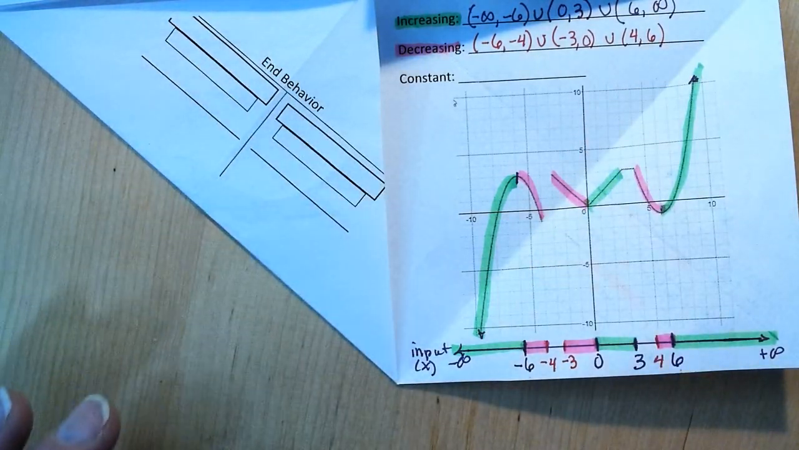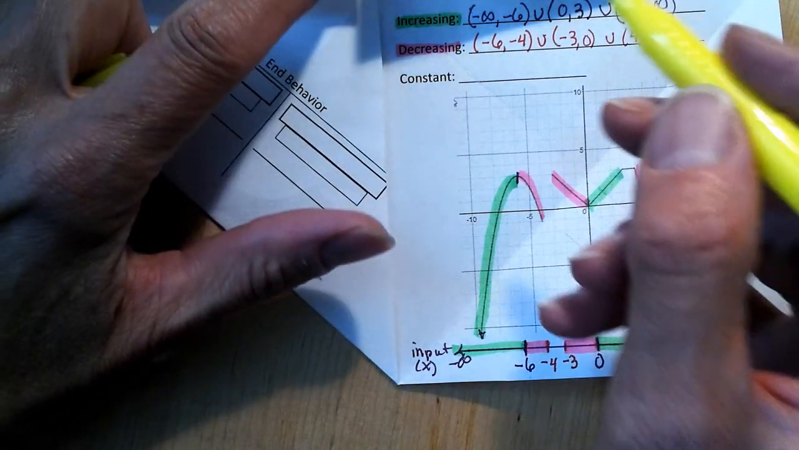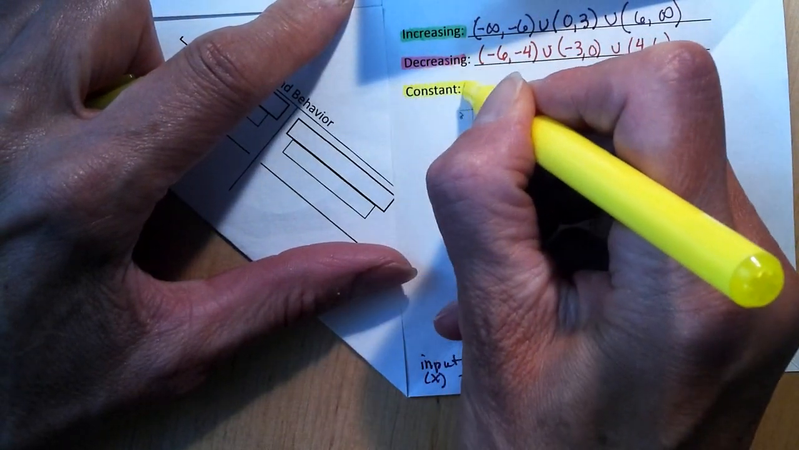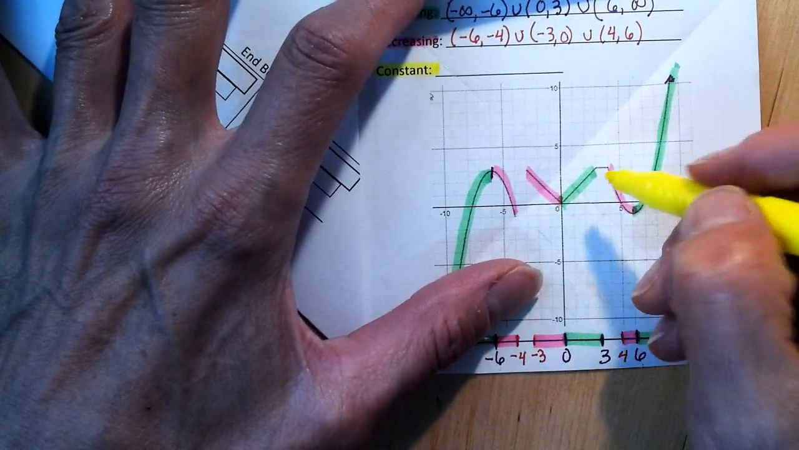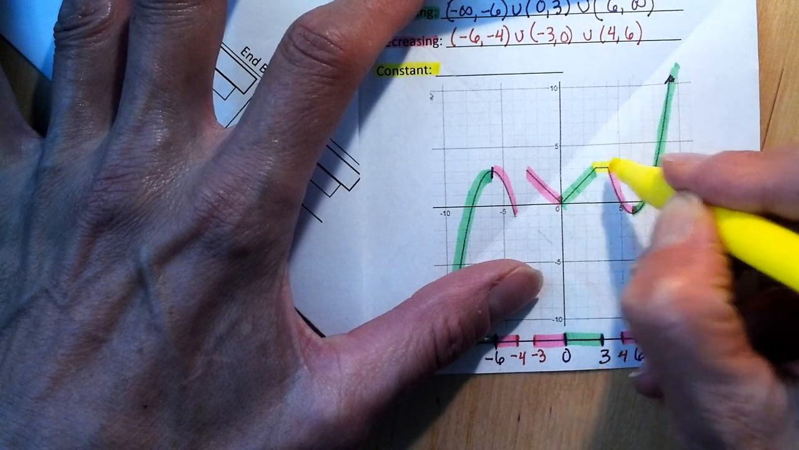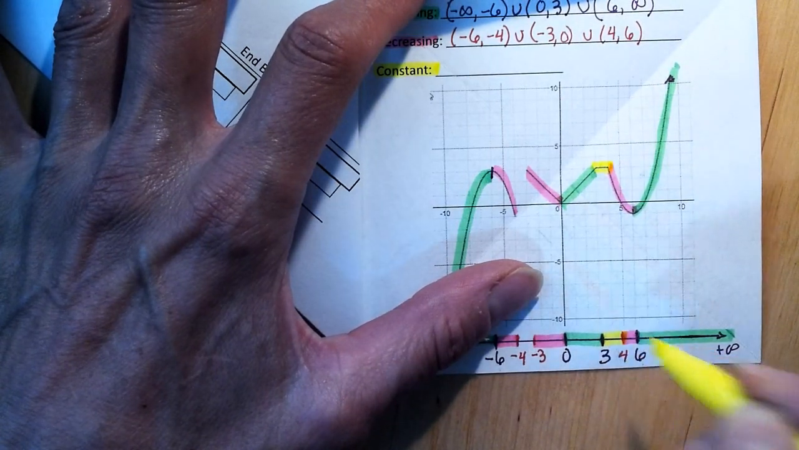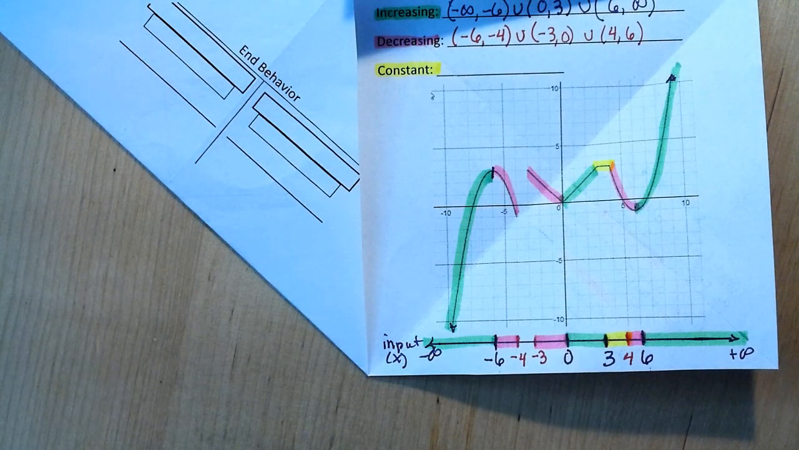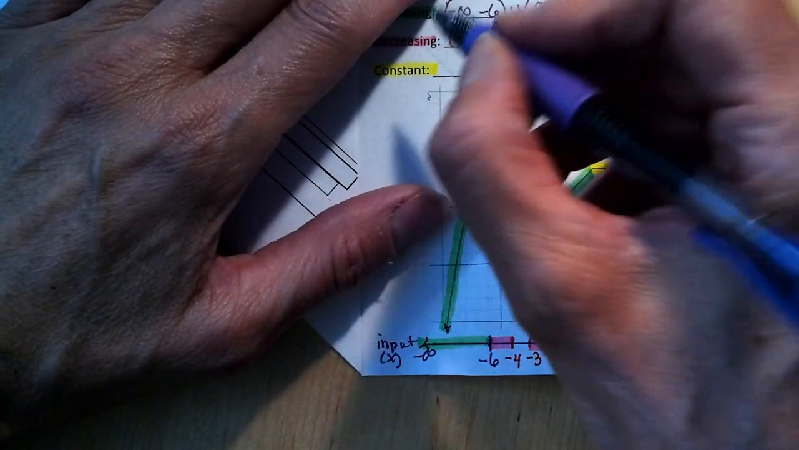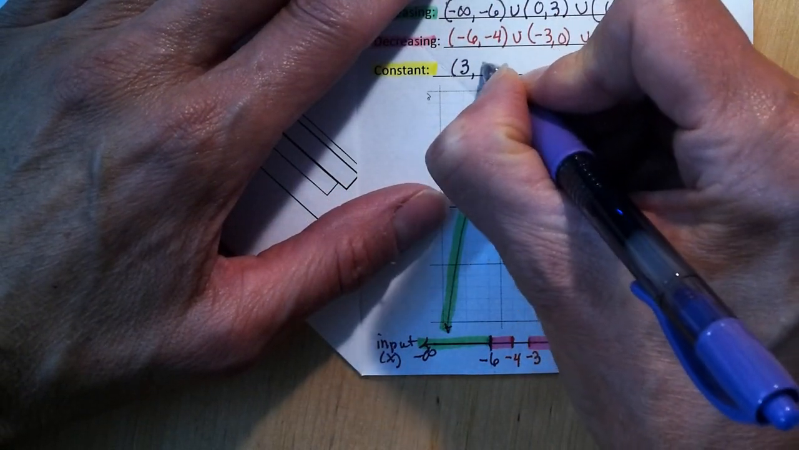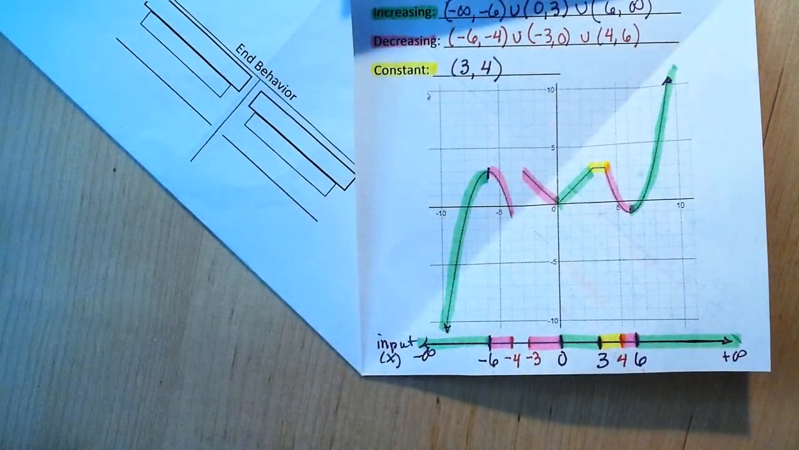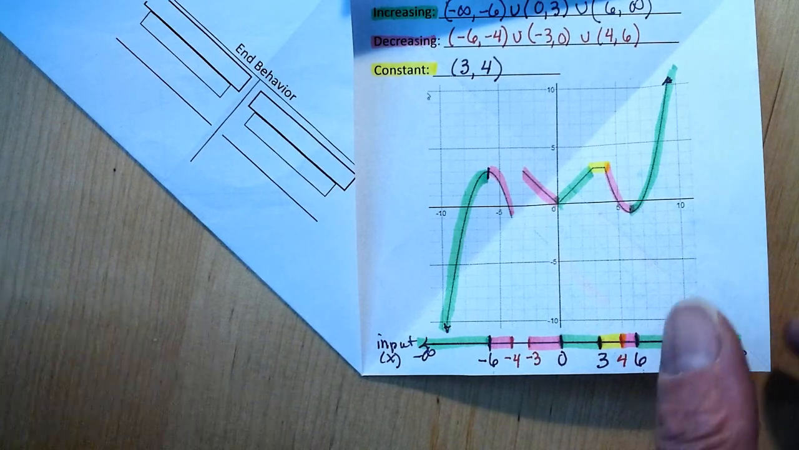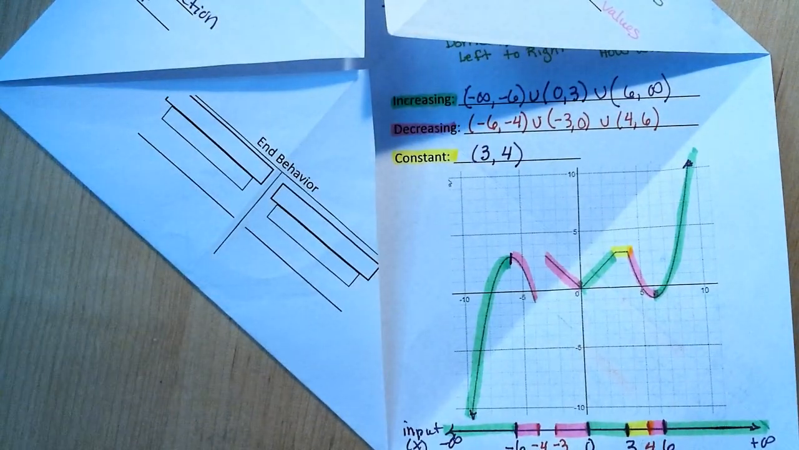Okay. So we have one more, and that is constant. So constant is a slope of 0, horizontal. So the only place where that is is right here. Okay, between 3 and 4. That's where my slope is constant. So the values of x that are between 3 and 4 is what keeps my function constant. And that was increasing, decreasing, and constant intervals.